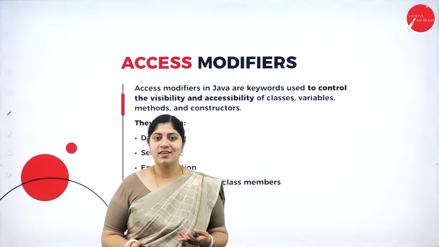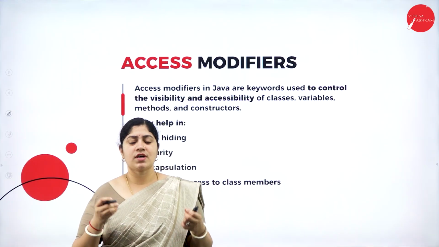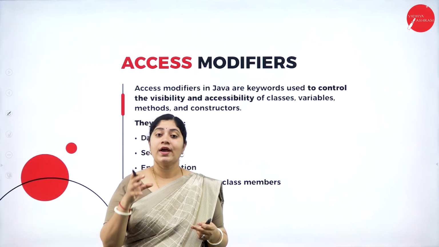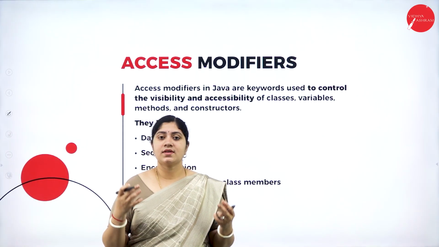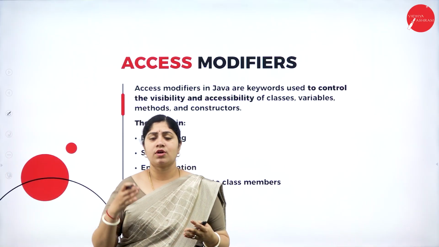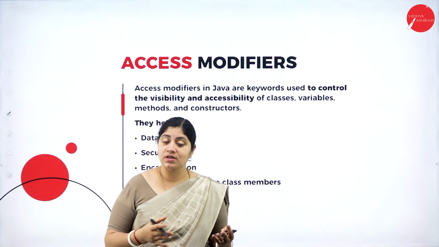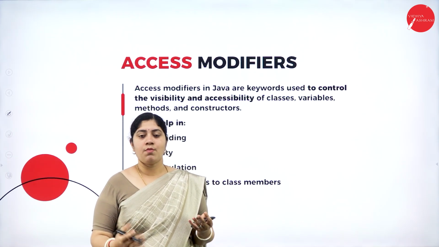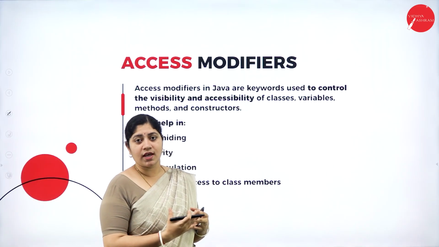Yes, the next topic is access modifiers. These access modifiers are simple keywords used to control the visibility as well as the accessibility of a class, variables, methods, as well as constructors. So whenever we create a class, a new variable, a new method, or a constructor, the visibility and access is completely controlled by the access modifier. If you want to change it, then you have to specify the access modifier.